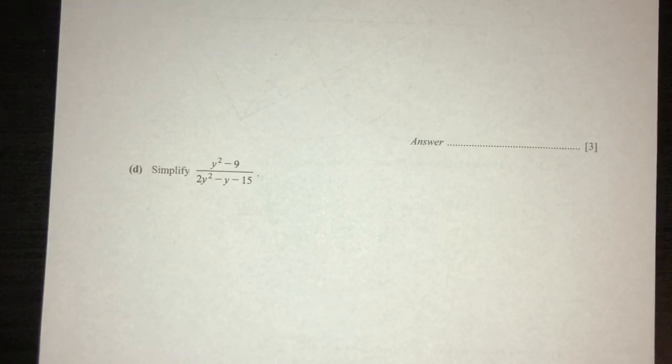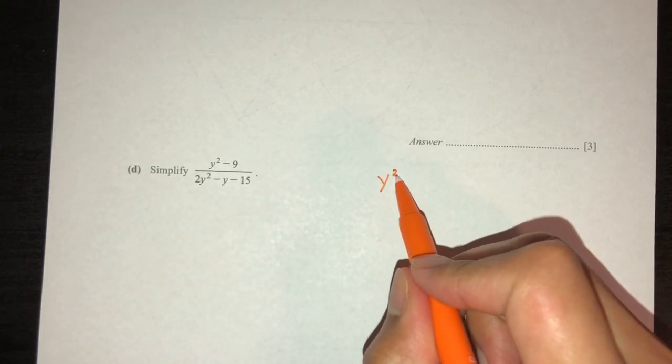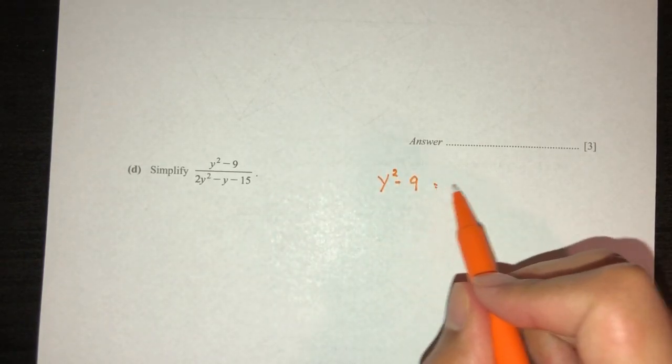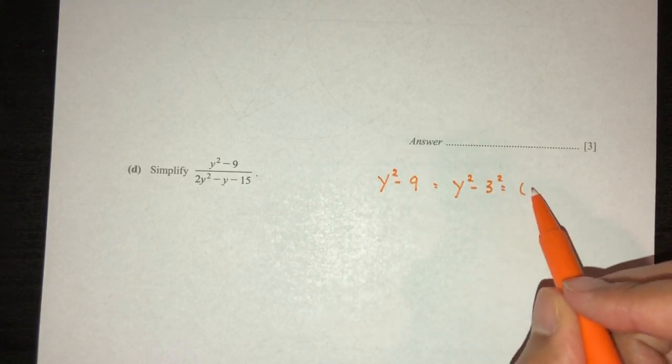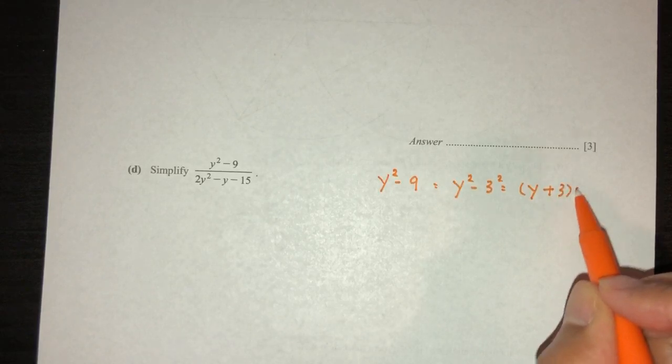Now for part D, we have to simplify this one. In this case, we have to look at it one by one. The top value is what? The top value is y squared minus 9. Now you observe, what is 9? 9 can also be 3 squared. So we can factorize. There will be y plus 3 and y minus 3.